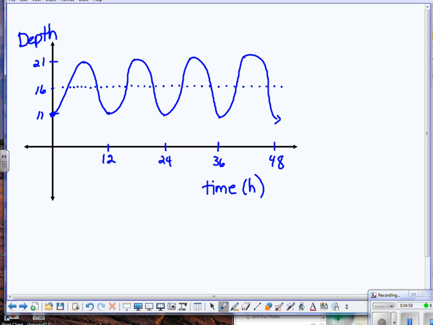I find it easier to list my key features and then graph it and then come up with the equation. So our equation will follow the form depth in terms of time. I know my amplitude is 5. I'm going to leave a little space in case I want a negative sign. And I have to decide whether I want to use a sine function or a cos function.